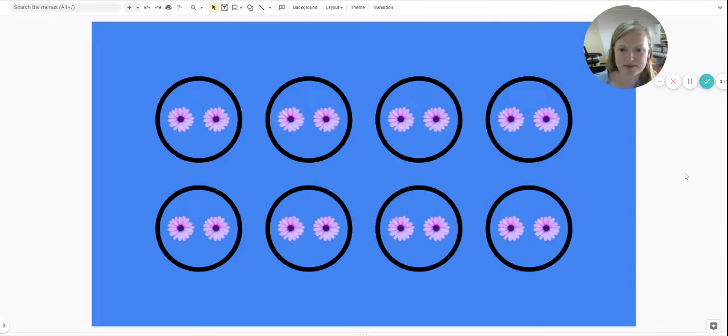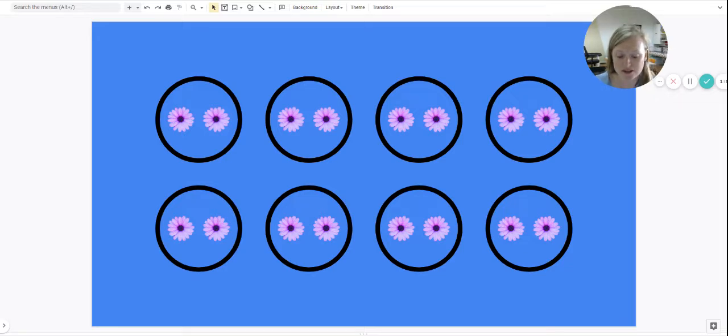Let's start by looking at these groups of flowers. These flowers are in groups. How many groups can you see? Have a look. Have you counted them? There are 8 groups. Now, my question to you is, are they equal groups or not? Have a think. And tell me, or tell yourself, how do you know that they're equal? Have we got equal groups or not?